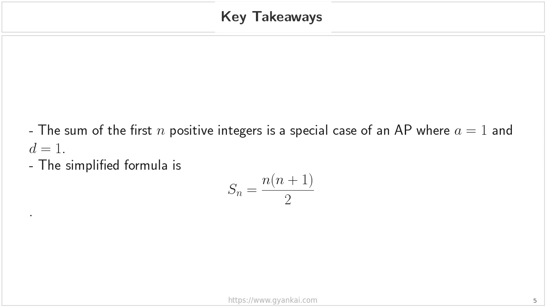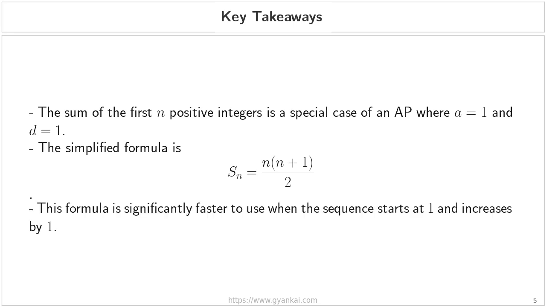Because of this specific setup, we don't need to bother with the long, complex formula every time. We can use this much more streamlined, simplified formula. S sub n equals n, multiplied by the quantity n plus 1, all divided by 2. As you saw in our crate stacking example in the previous slide, using this version is significantly faster and more efficient than plugging everything into the general AP formula, provided your sequence starts at 1 and increases by exactly 1.